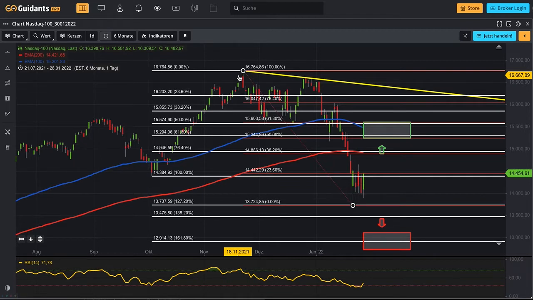If you have a look at this current market move down here, this November 21 to January 22 dip is a move from 16,764.86 to 13,724.85. So that's a total drop of 3,040 points. If you just check that out in percentage points, you see a drop of more than 18%.